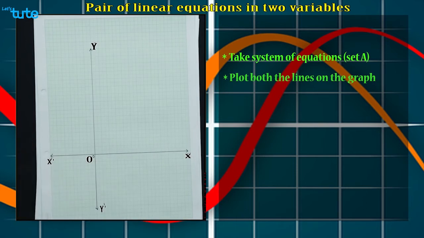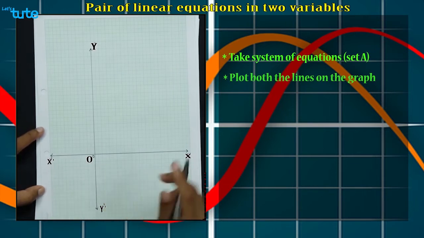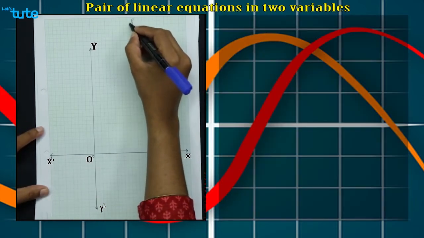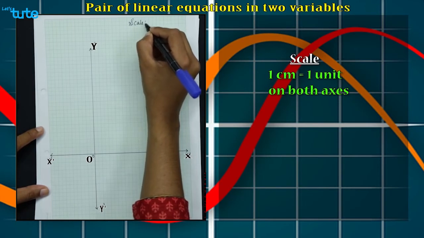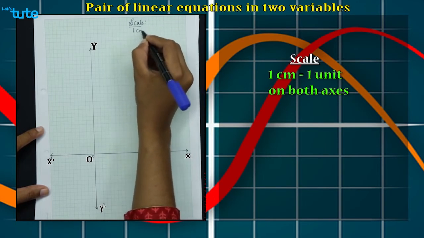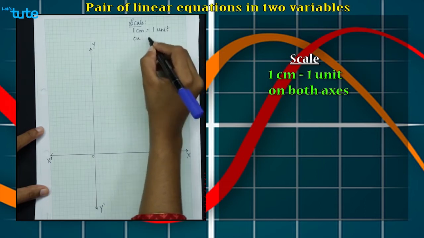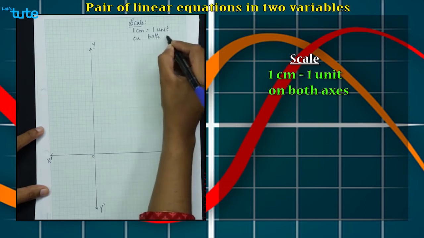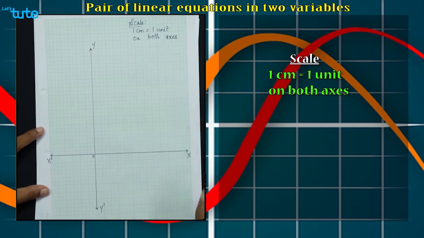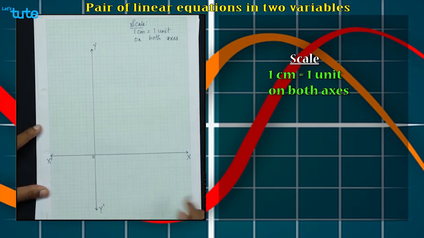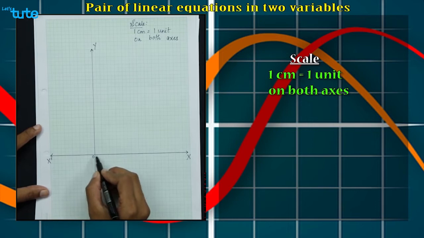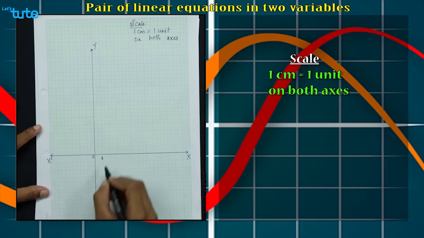Also, we are going to plot these lines, or number them, with the help of a certain scale in our mind. The scale generally used would be 1 centimeter equals 1 unit on both the x and the y axis. So we mention directly as on both axes. So we take 1 centimeter, that is one complete box on the graph, as 1 unit of the graph.